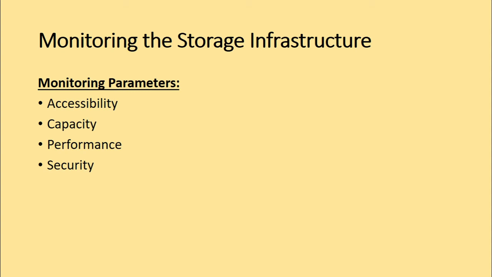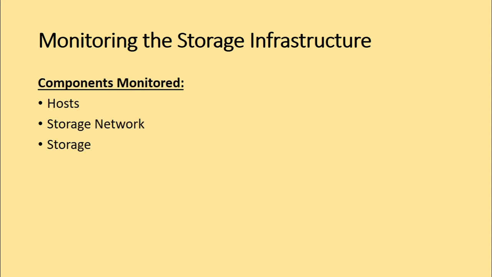So these are the 4 parameters that we need to consider while monitoring the storage infrastructure. It involves accessibility, capacity, performance, and security. Now let us try to understand what the components are that will be monitored. There are 3 major components that can be monitored. First one is the host, second we have the storage network itself, and the third one is the storage array or the storage.